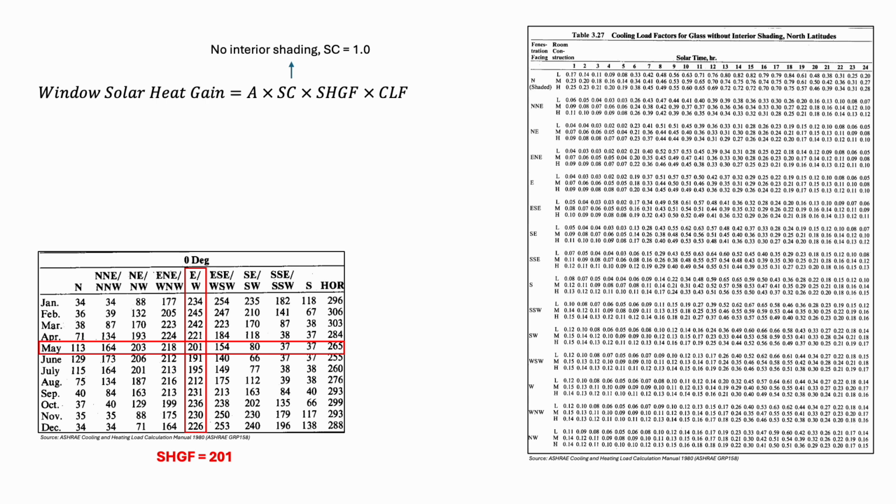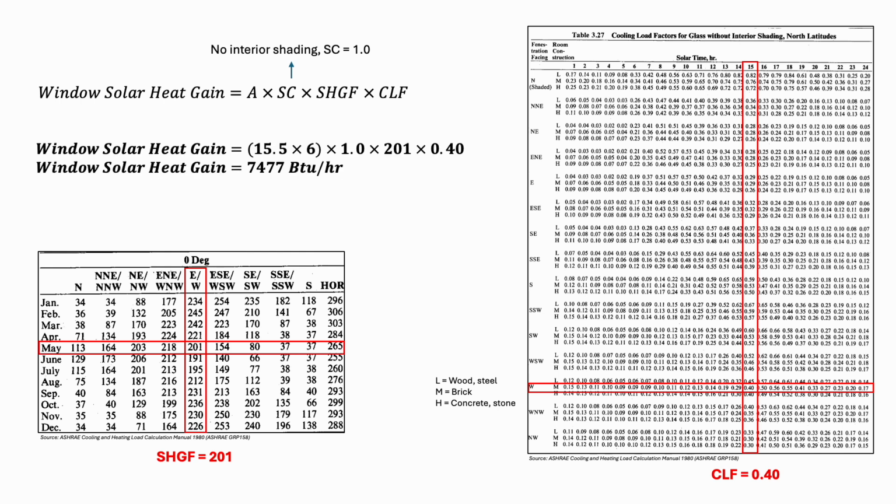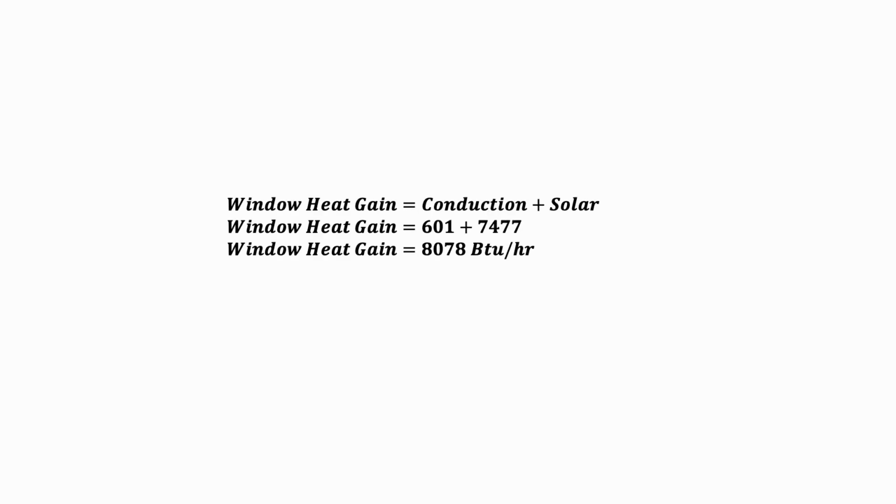Next, we use this table to find the CLF. Once again, we use 15 or 3 PM for the solar time and west for the direction. Now, we have three options, L, M, and H. We use M as the construction type and the CLF value is 0.4. Therefore, our window solar heat gain is about 7,500 BTU per hour. In total, the window heat gain is about 8,000 BTU per hour.